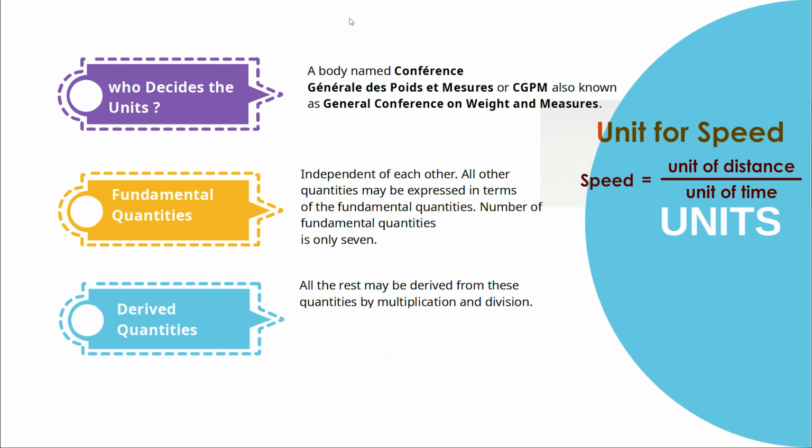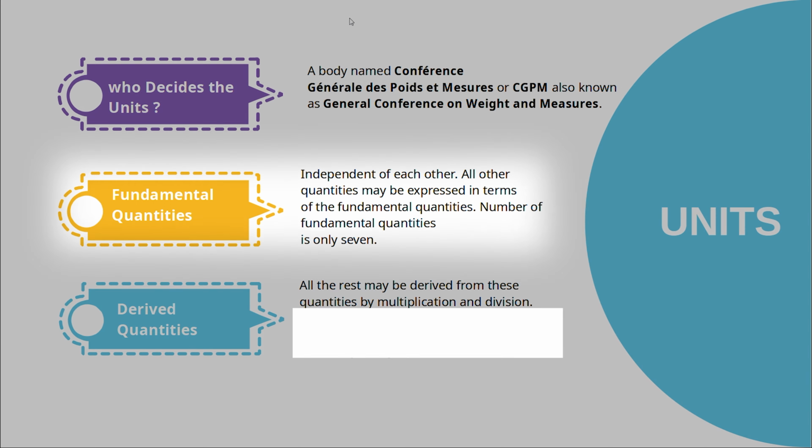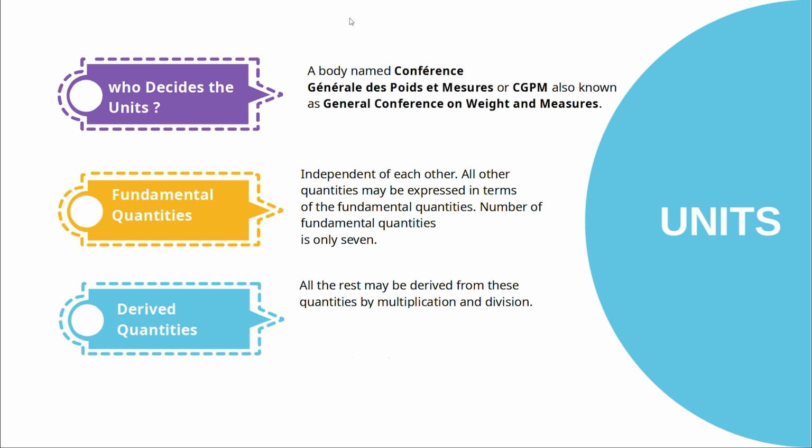Similarly, a unit of length and a unit of time interval are defined. A unit of speed is automatically obtained. If a particle covers a unit length in unit time interval, we say that it has a unit speed. So there comes a new concept called fundamental quantities. With the examples we just discussed, we can define fundamental quantities as: first, they should be independent of each other. Second, all other quantities may be expressed in terms of fundamental quantities.